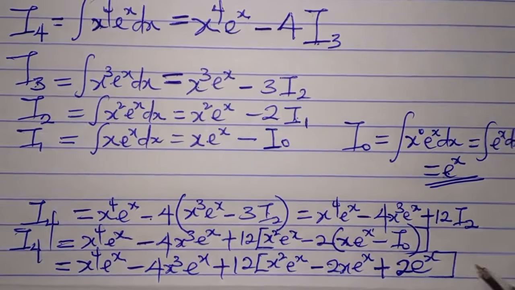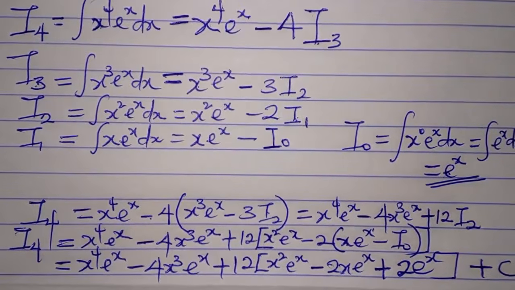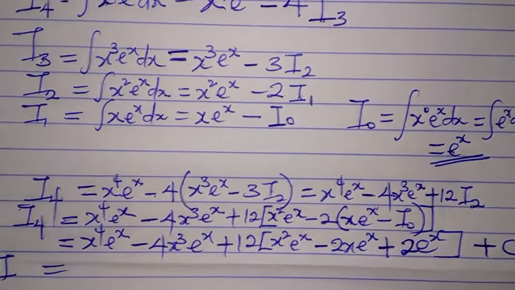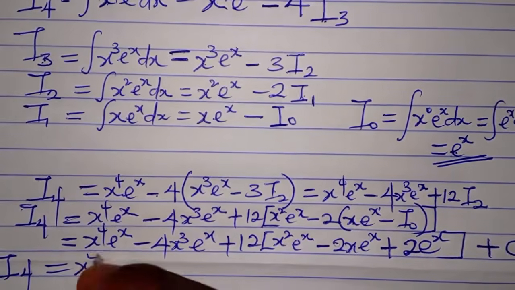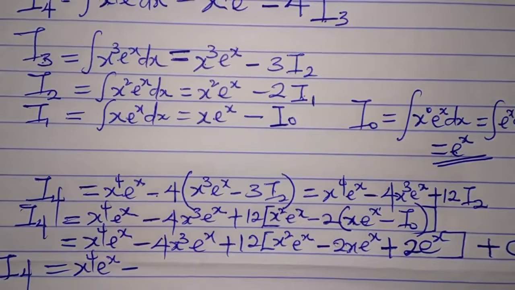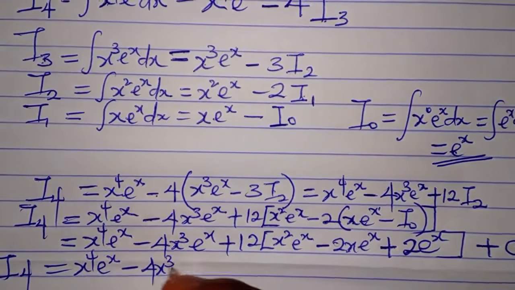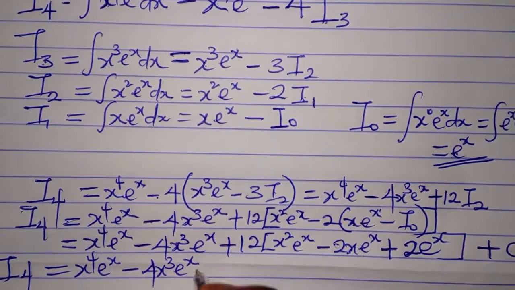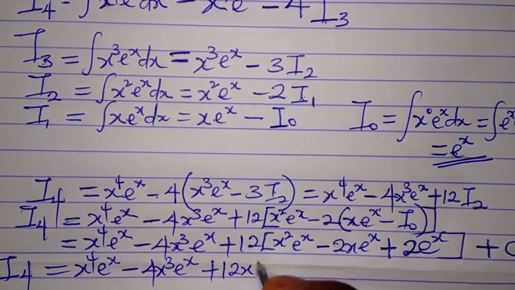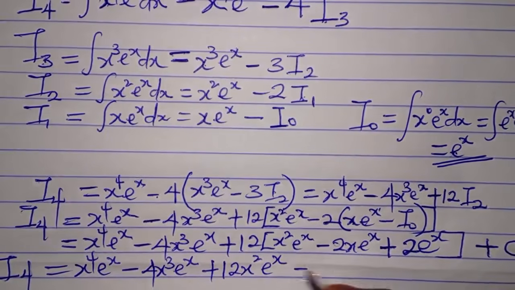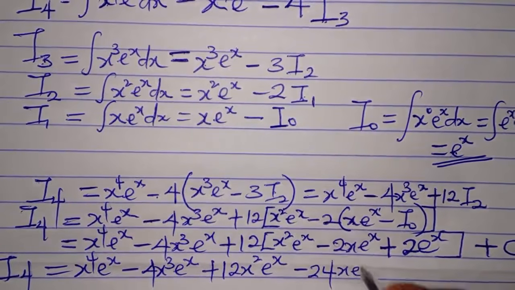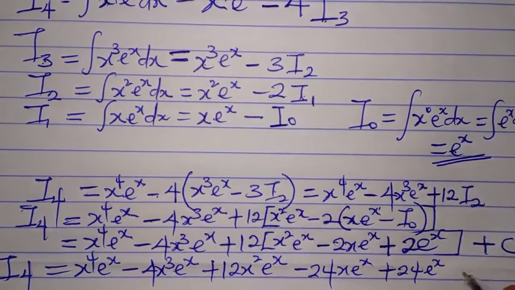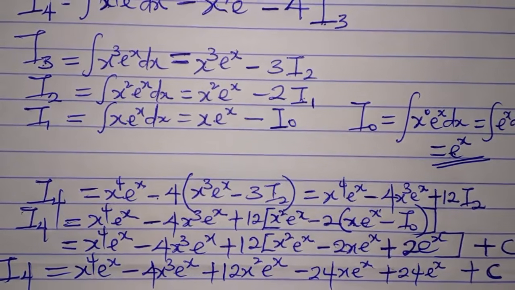So I'm done. I will add a constant of integration to it. So let me simplify. I4 is x^4 e^x minus 4x^3 e^x. So the 12 will multiply the bracket. That will be 12x^2 e^x minus 24x e^x plus 24 e^x, right? Plus the constant of integration.